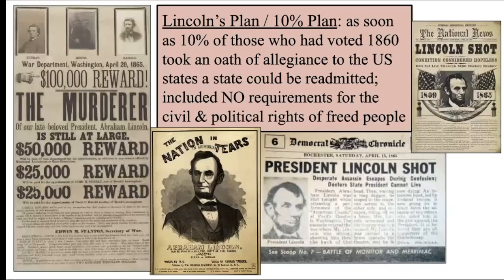Lincoln's plan focused first and foremost on remaking a unified U.S. and federal government. His one big stipulation was that for a state that seceded and joined the Confederacy, 10% of those who had voted in 1860, and that means exclusively white men, had to take an oath of allegiance to the United States. So that's why Lincoln's plan is often called the 10% plan.